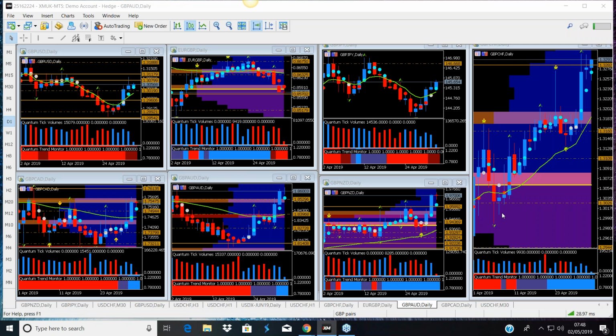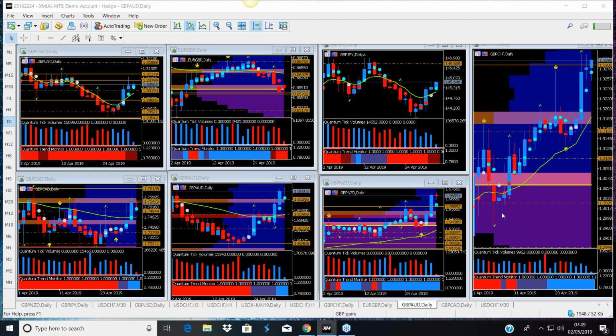So what we have here is what we call a matrix of the pound pairs. It's a little bit squashed at the moment because I have to do that for the webinar, and it's really to give us an overview of what is happening with the British pound at the moment.